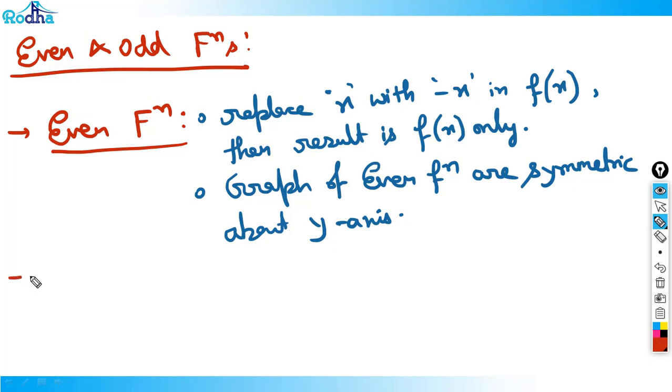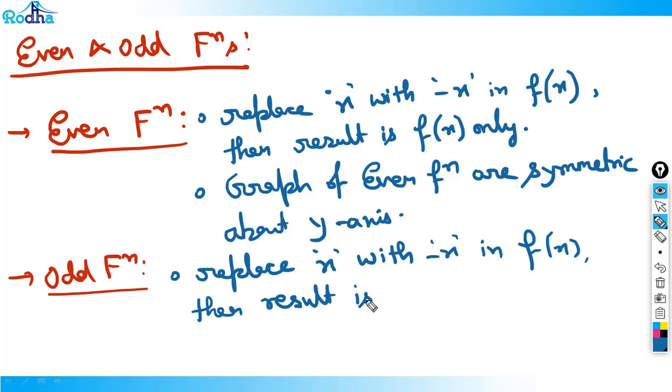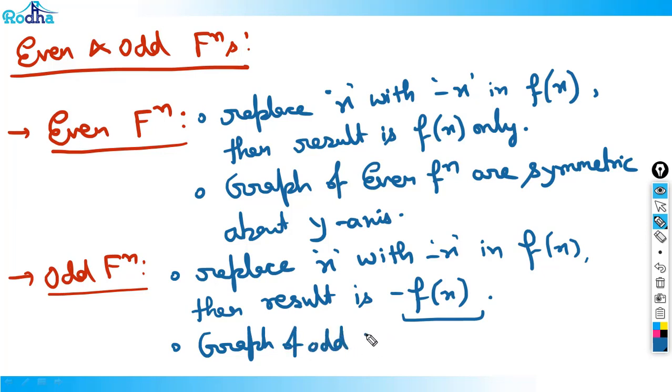Now what is an odd function? An odd function basically means that if I replace x with minus x in f of x, the result is minus f of x. These are odd functions. Where the graph of an even function is symmetric about the y-axis, don't think that the graph of an odd function is symmetric about the x-axis. No, the graph of odd functions is symmetric about the origin.